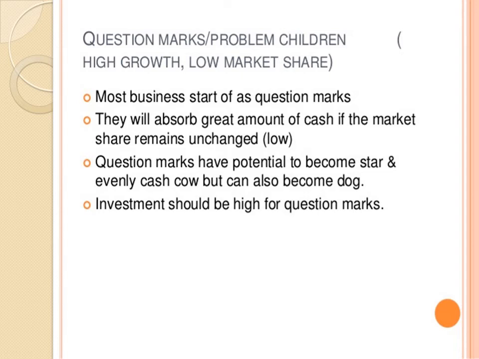So this is the BCG matrix, and the question marks, problem children, high growth, low market share is the main factor whenever a question mark is there. So most businesses start as question marks. They will absorb a great amount of cash if the market share remains unchanged. Question marks have potential to become stars and eventually cash cows, but can also become dogs. You don't know whenever you are doing the introductory entry of any new product. Investment should be high for question marks. So this is the question mark.